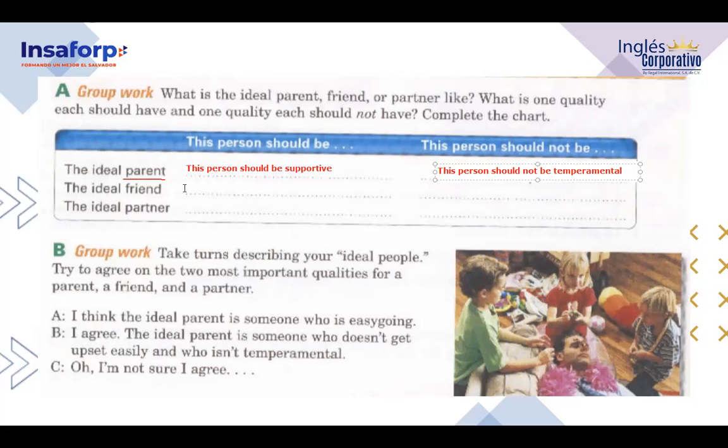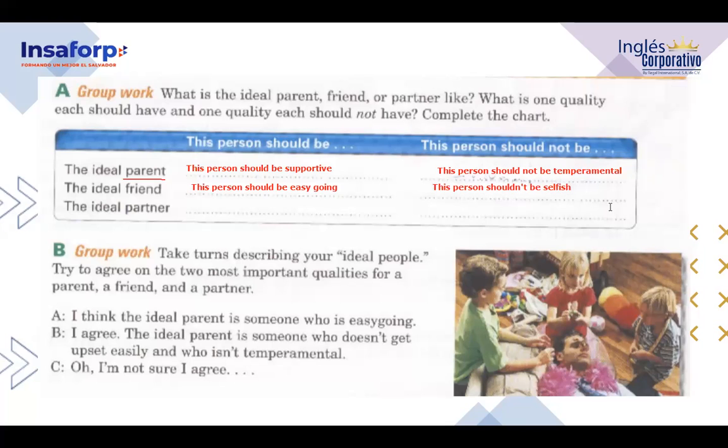Friends. This person should be easygoing. Okay, very good. And then you go on this confident one. Confident person. Loyal, trustful, right? Very good. And this person shouldn't be self-reliable. Very good. Liar. Should not be selfish. Shouldn't be selfish. And all the adjectives you mentioned there.